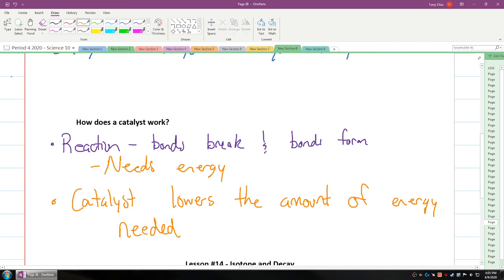Now, if you want more detail, you could learn more about catalysts in Chemistry 12 and first year university.